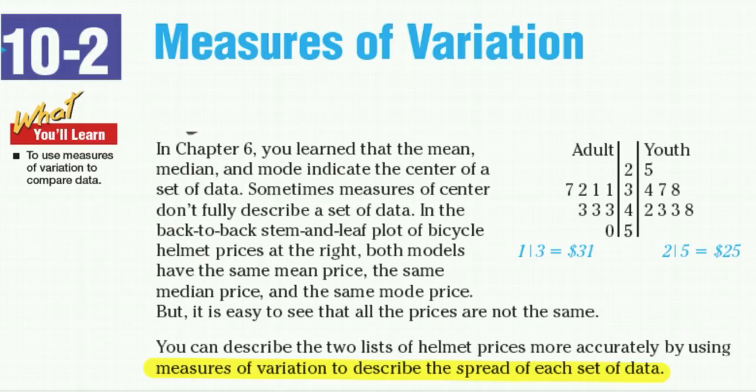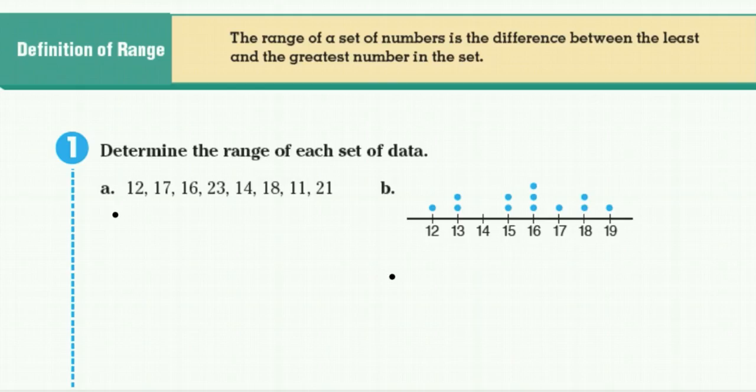The first definition that we're going to discuss is what we call the range. Definition of the range: the range of a set of numbers is the difference between the least and the greatest number in the set. So the range of your set of data will be equal to your greatest value minus your least value.